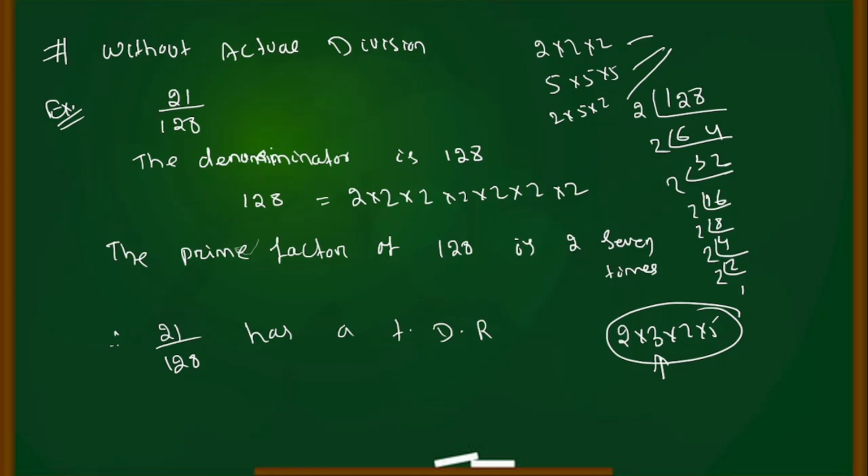If the prime factors of the denominator are 2 and 5, then this is a terminating decimal representation, because of only 2, or only 5, or combined 2 and 5. In that case the rational number is a terminating decimal representation, otherwise non-terminating. All of you understand? Before actual division, first of all check whether the rational number is in standard form or not.